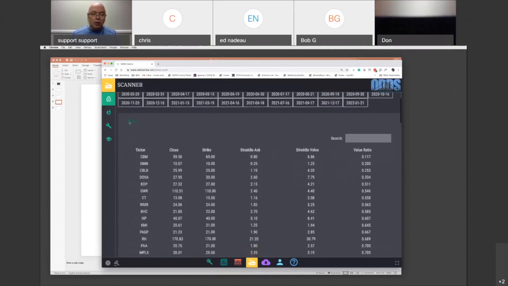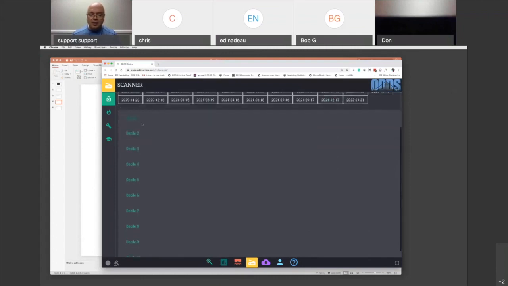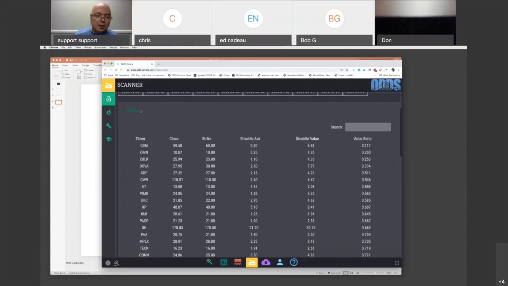And so what decile one is, when I'm looking at the ask value scan, what we do is we break this, everything that's optionable in the market gets broken up and fit into one of these groups. The cheapest options go in decile one, the most expensive options go in decile 10. So we just break it up into 10 groups, relative to value. So these are the cheapest options in the market here in decile one.